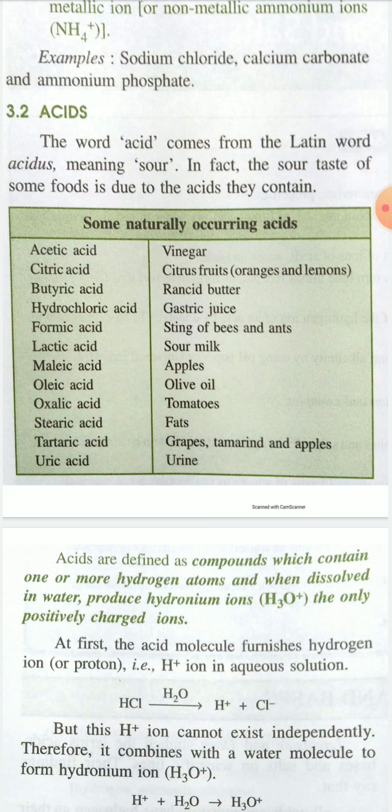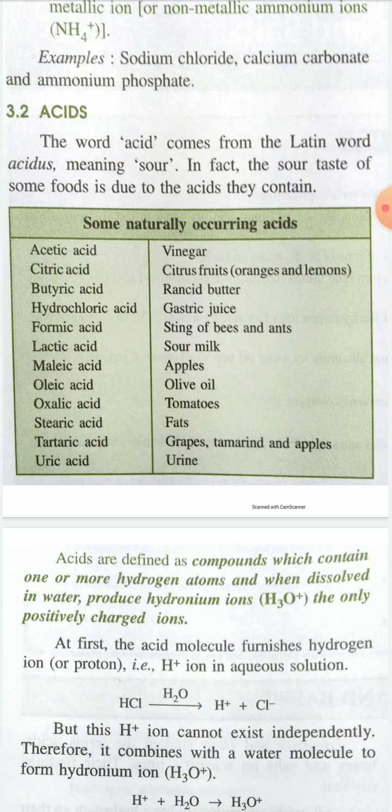Let's see in the box. Acetic acid, present in vinegar. Citric acid, present in citrus fruits like oranges and lemons. Butyric acid, present in rancid butter. Hydrochloric acid, present in our body, in gastric juice. Formic acid, in the sting of bees and ants. Lactic acid, in sour milk. Malic acid, present in apples.